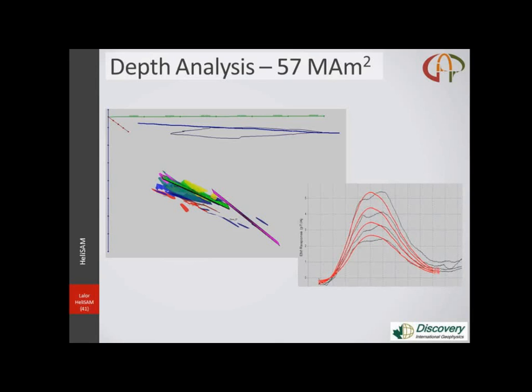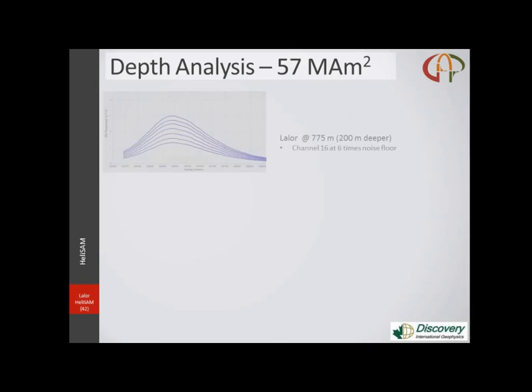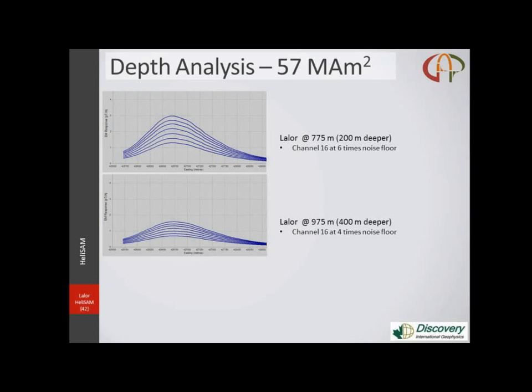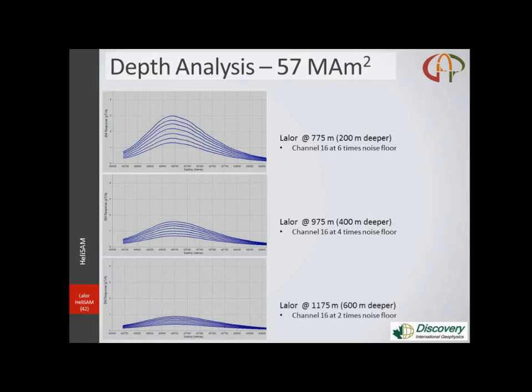So we did this for the existing loop and transmitter, the 57 million ammeter squared power source. That's the original model result. And then as we go to depth, we drop it down 200 meters. Your last channel is still at 6 times the noise floor. Drop it down 400 meters, and you're still at 4 times the noise floor in the last channel. Drop it down to 600 meters. You're still 2 times the noise floor in the last channel. So there's still room there, and you would get a reasonable characterization of a source at a little over 1 kilometer depth for this size of a target.